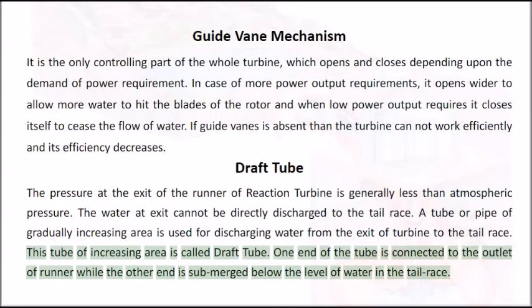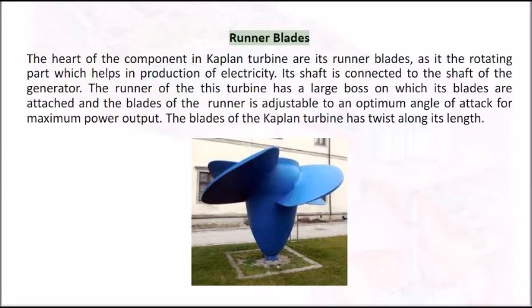One end of the tube is connected to the outlet of the runner, while the other end is submerged below the level of water in the tail race. Runner blades. The heart component in Kaplan turbine is its runner blades, as it is the rotating part which helps in production of electricity.